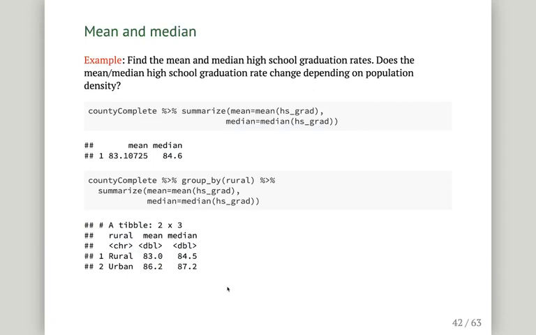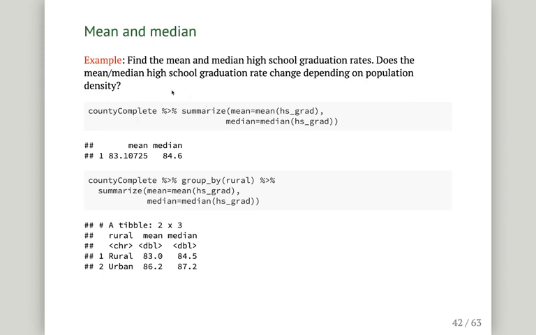So we can find the mean and median high school graduation rates in a few different ways. So my first option might be to take this county complete data set, pipe it into a summarize function. Summarize calculates summary statistics. In this case, I want the mean and the median. So the mean graduation rate is 83%, which is pretty high. The median, 84.6, so a little higher than the mean.